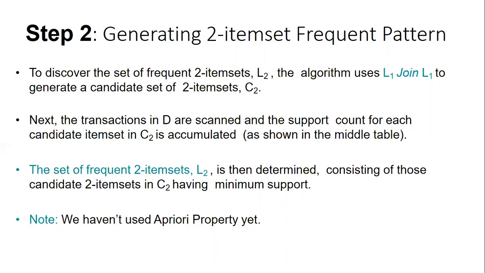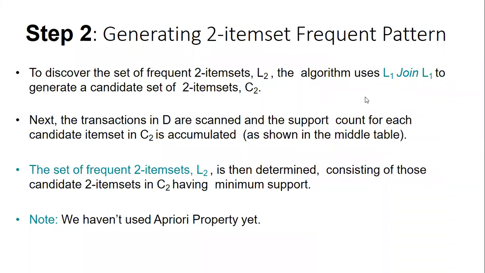So the two item set, we generate by using an operation called join operation. Here in the Apriori algorithm, we have two operations: one is join, another is prune. Okay, we are using two operations here in the Apriori algorithm. So these are the two operations we have. Using this, we'll join the frequent item set L1 with L1.